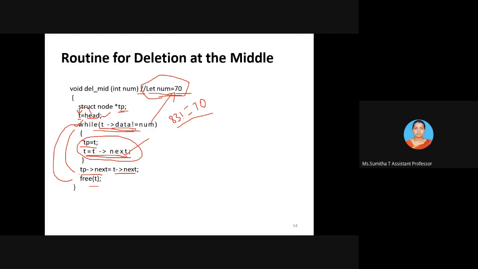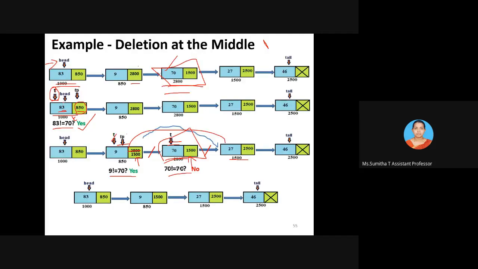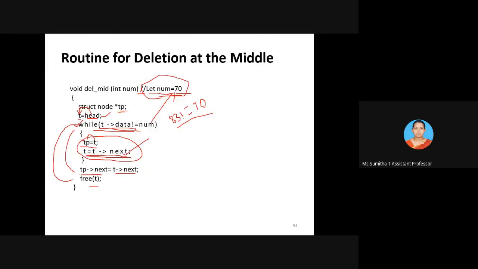Here the condition is true, so what will be the process? The t is assigned to tp. Where is the t? In the first node. The first node is assigned to the tp variable. Now the tp variable holds the node that t was on. So t is assigned to tp.